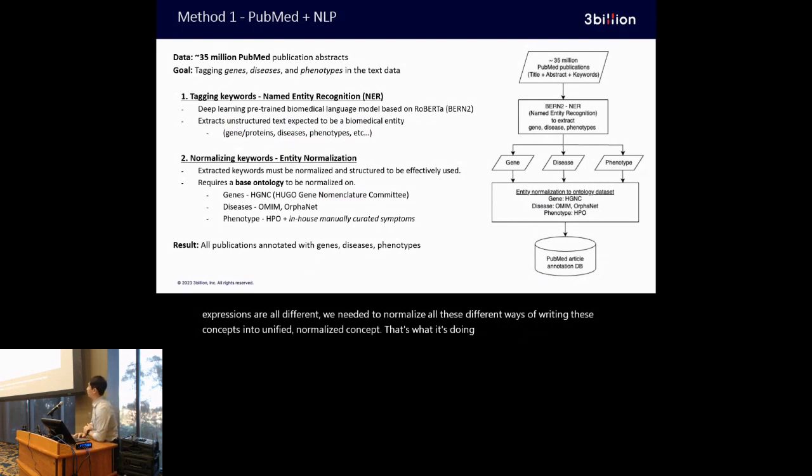So it requires a base ontology. In this case, we normalized all genes into HGNC, diseases into either OMIM or Orphanet, and phenotypes into all HPOs. So through this process, we have all publications that are annotated with genes, diseases, and phenotypes.